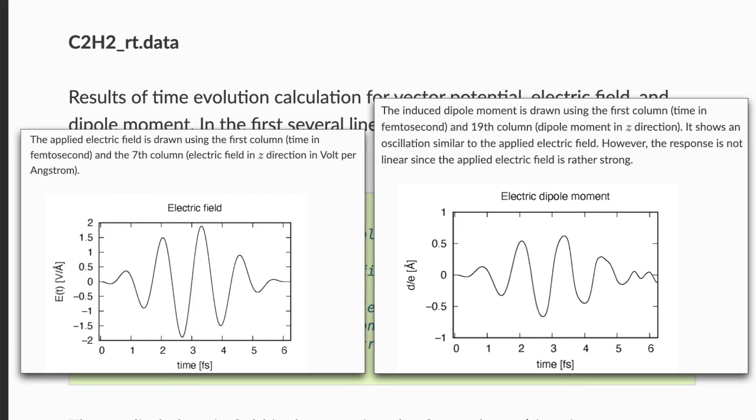If the electric field is weak, the electric field and dipole moment are proportional, with polarizability as the proportionality constant. However, because the calculation here uses a significantly strong electric field, a strong nonlinear response is highly evident, and the proportional relationship collapses over time.